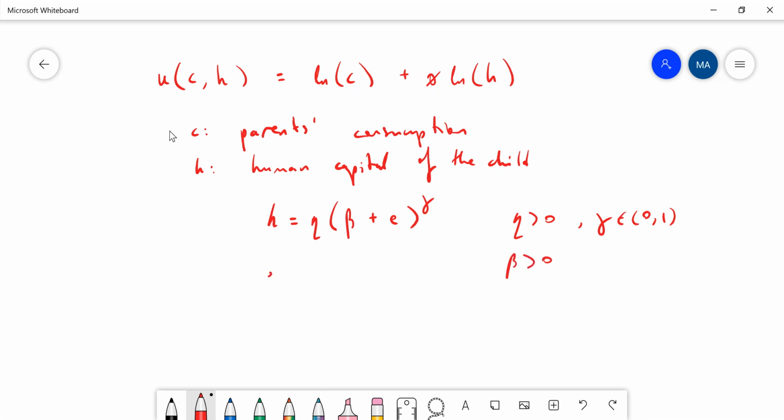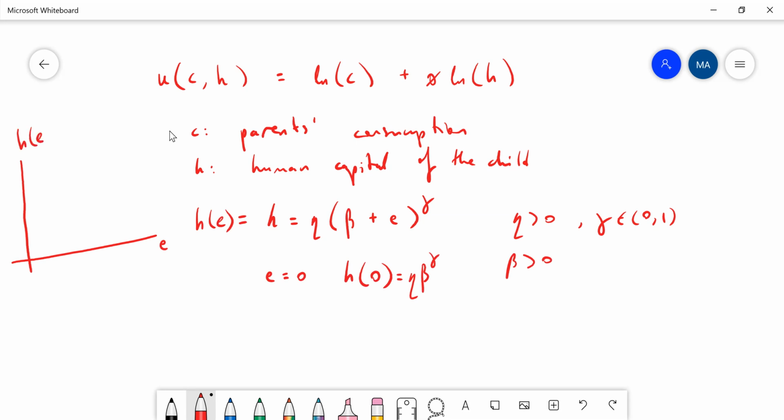Now, if E is equal to 0, if you do not spend anything for your child's education, then H0, obviously, because this is a function H of E, right? H0 is eta, beta, gamma. So you may imagine this. There is this education spending and there is this human capital. So if education spending is 0, human capital is equal to some level, all right?